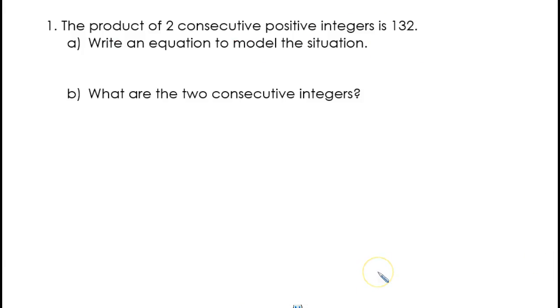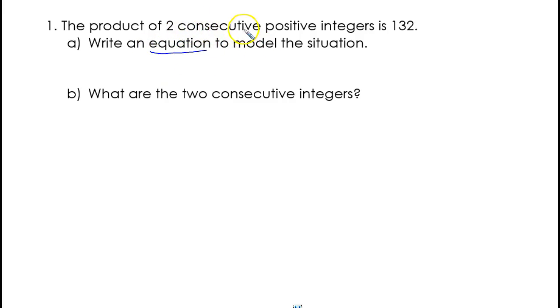So we're going to have lots of different types of questions today, several different examples. The first one says the product of two consecutive positive integers is 132. And part A says write an equation to model the situation. So we need an equation. That's what we're looking for here.